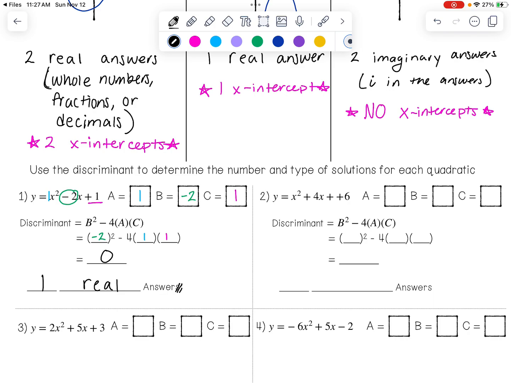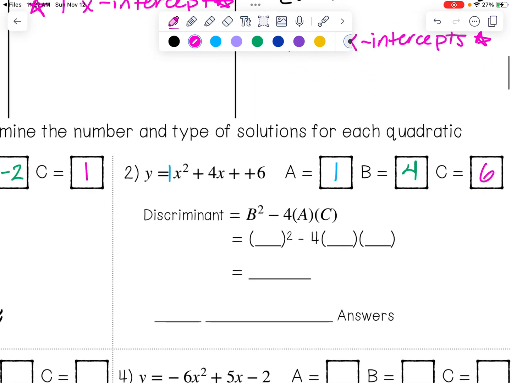So we have 1x squared again, so my a value is 1, plus 4x plus 6. Oh, and there's a typo in there. That's a double positive. That doesn't even make sense. Okay, so it doesn't matter if it makes sense or not, right? We're just plugging it into our formula.